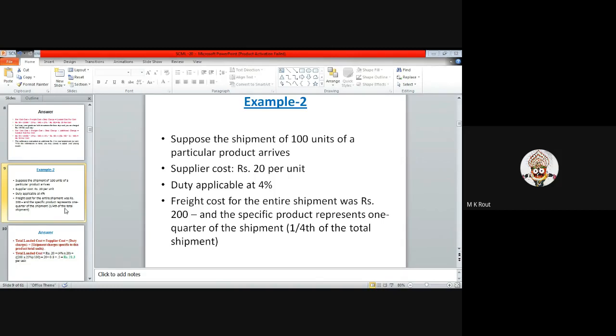I repeat, here you have to ship 100 units. The supplier cost is given as 20 rupees per unit. The duty charges applicable are 4%. The freight cost for the entire shipment is given as 200 rupees. And most important, the specific product represents 1/4 of the total shipment. Calculate the landed cost. I will ask one by one. Try to solve.